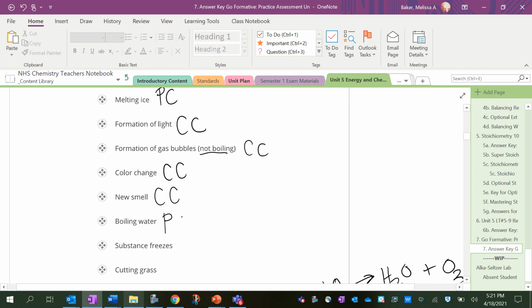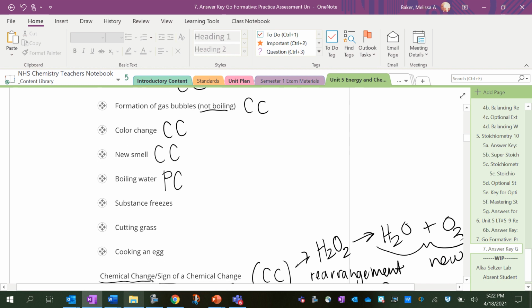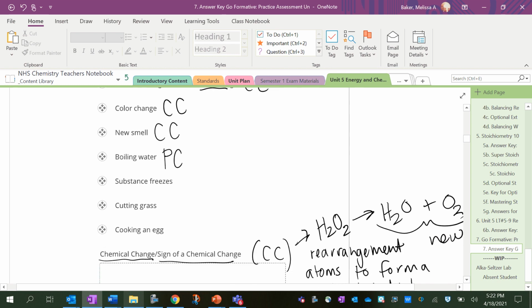But boiling water would be a physical change. That's just H2O liquid turning into H2O gas. Same here, a substance freezing, that's simply a physical change. Cutting grass, like we said, that's just a physical change, versus cooking an egg, that's a chemical change. You're forming something new.